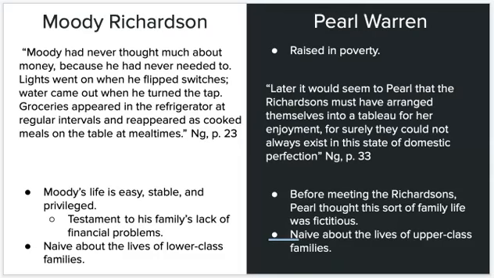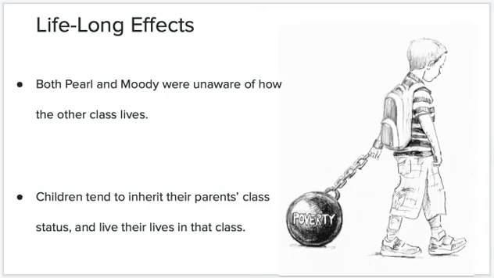Similarly to Moody, Pearl is naive about the lives of upper-class families. The only experience she has ever had has been with low-income families similar to her own. Both Pearl and Moody's realities are completely foreign to one another. Neither had any idea that people actually lived the way the other does, because they were both essentially stuck within the parameters of their respective social classes.